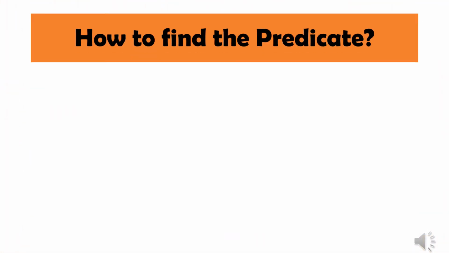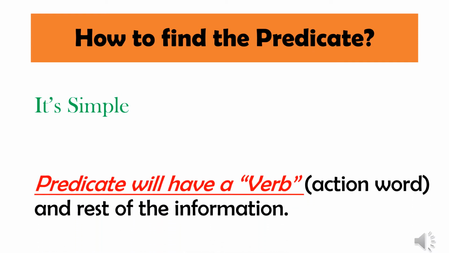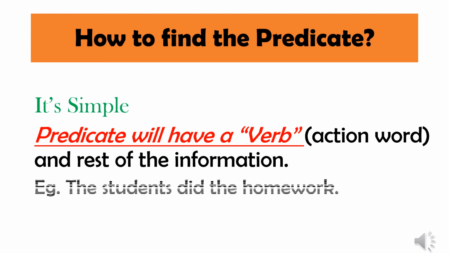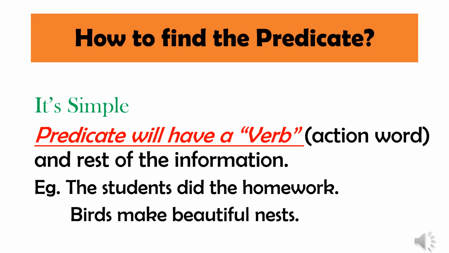Students, let us try to find the predicate. Well, finding the predicate is actually very simple. If you remember this trick: predicate will have a verb, that is the action word, and the rest of the information. Let us see an example. The students did the homework. In this example, did is the helping or the auxiliary verb. So did the homework becomes the predicate. Birds make beautiful nests. In this sentence, make is the verb. Make beautiful nests thus will become the predicate.